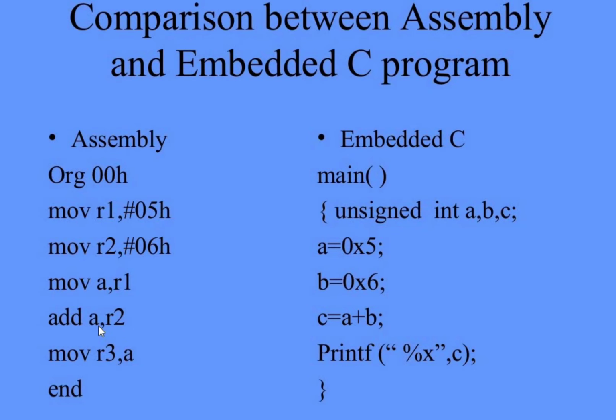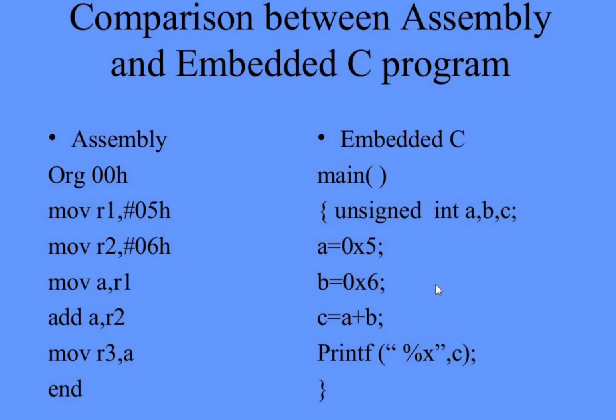It adds the content of the accumulator with register R2. In embedded C, c is equal to a plus b. We can directly write c equals a plus b: add the content of a with b and store the result into c. And here MOV R3, A. In assembly language the result is by default stored in the register A, the accumulator. MOV R3, A moves the content of the accumulator into R3.